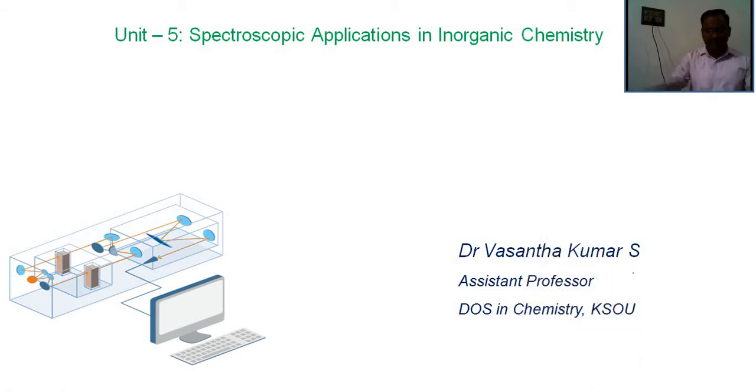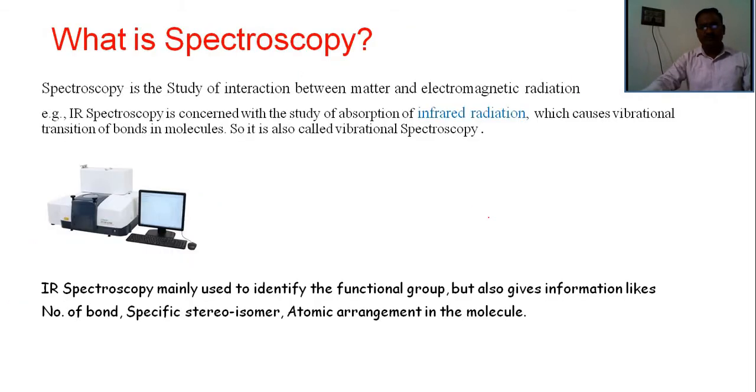Hi everyone. In this module, we are going to learn the spectroscopy applications in inorganic chemistry. Here, spectroscopy is the study of interactions between matter and electromagnetic radiation. Consider examples of this spectroscopy.